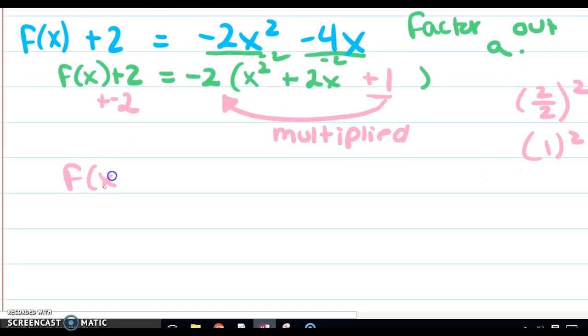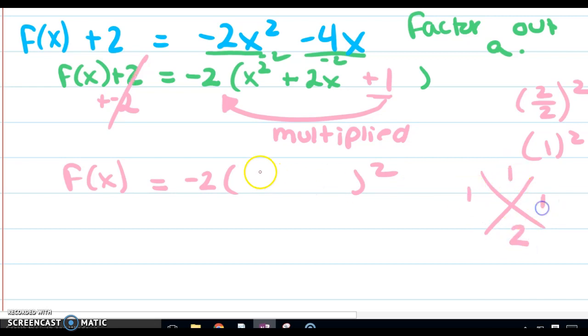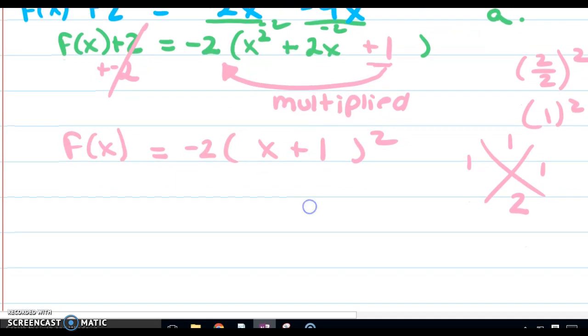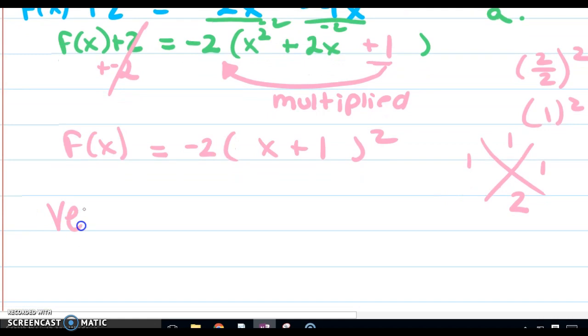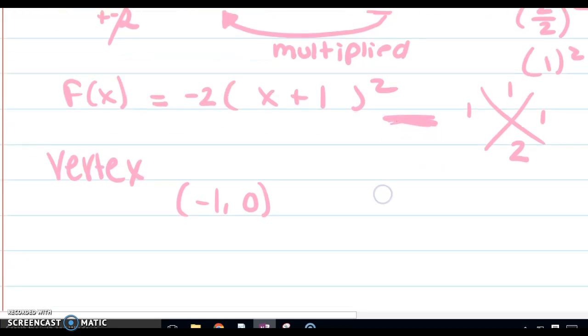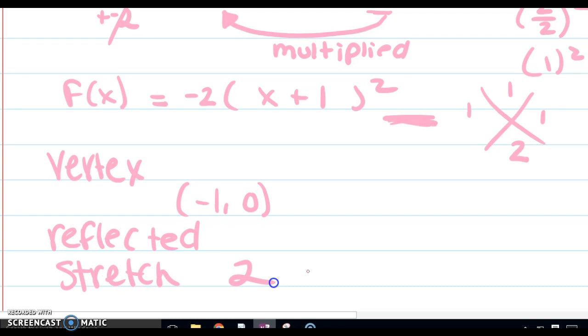And we get plain old f of x equals -2. And then we have to factor what multiplies to 1 and adds to 2, which is 1 and 1. And you actually don't have to add or subtract anything in the end. And this tells me that my vertex is -1, 0, because there is nothing at the end there. And I also know that it's reflected because of the negative out front, and then it has a stretch by a factor of 2. So it's going to be an upside down parabola.